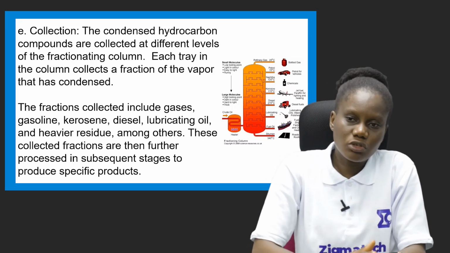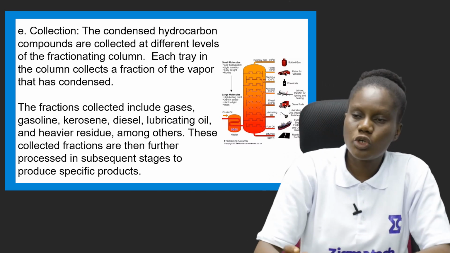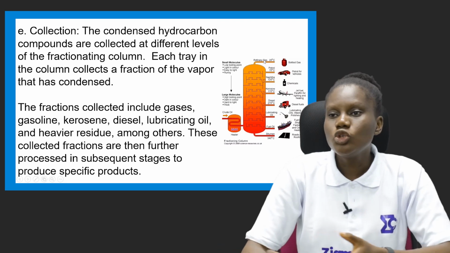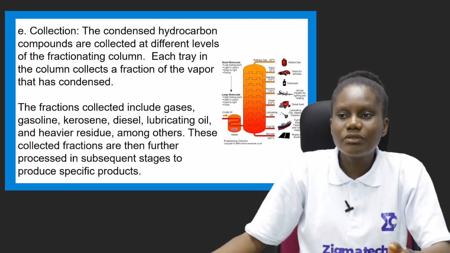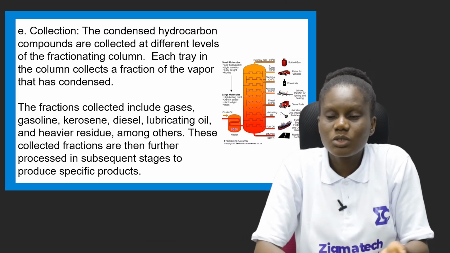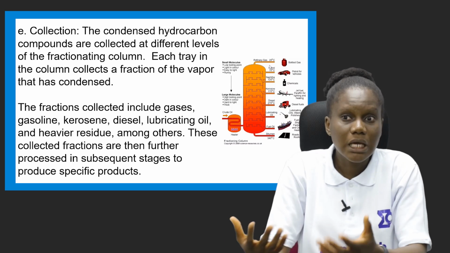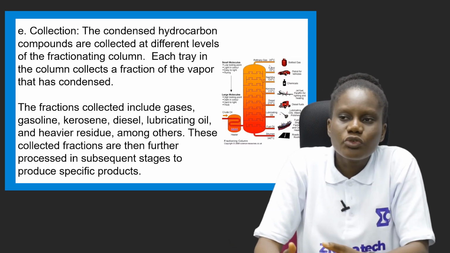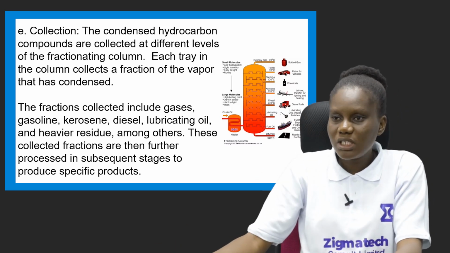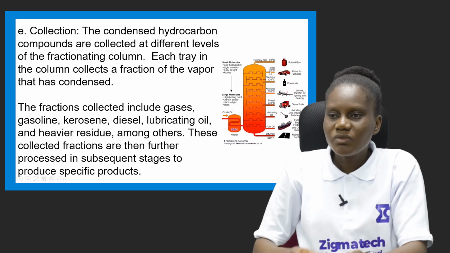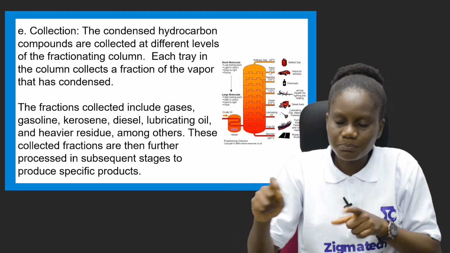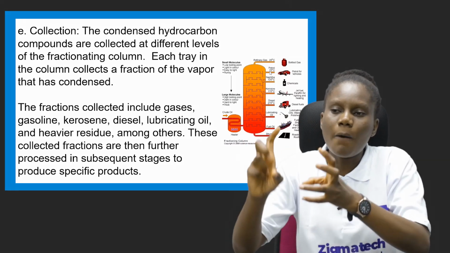But before we look at the subsequent stages to produce specific products, look at this picture very quickly. You will see that at the top of your fractionating column, you have your refinery gas at 20 degrees centigrade. So you collect your refinery gas at 20 degrees centigrade. That is the gas that we use at home, cooking gas. So you get it at 20 degrees centigrade in your fractionating column, followed by your petrol. You get it at 70 degrees centigrade. So that tube leading out at that particular boiling point is for petrol.